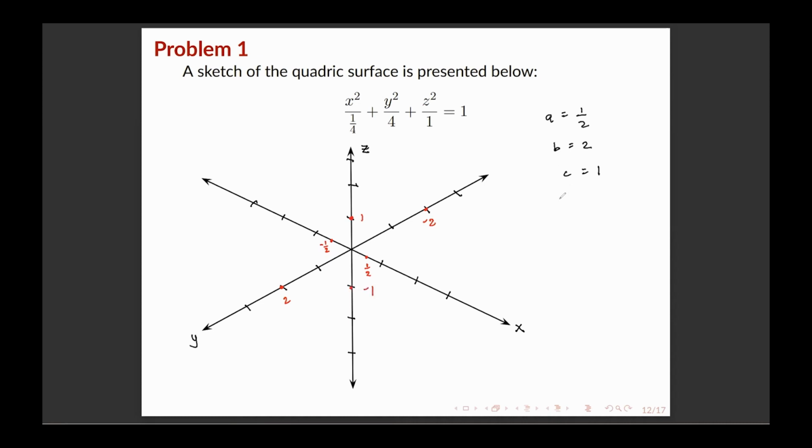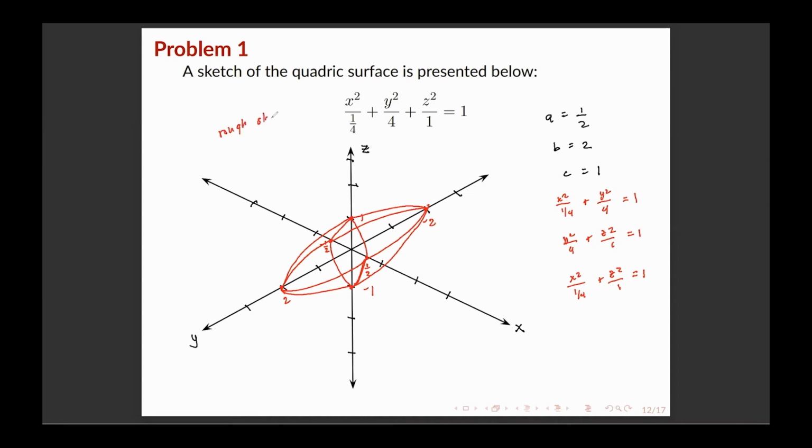First, on the xy plane, we have x squared over 1/4 plus y squared over 4 equals 1. We're just going to connect these up right here, the coefficients of x and y. Next is the yz plane, which is y squared over 4 plus z squared over 1 equals 1. Connect the coefficients of y and z. Next is the xz plane, which is x squared over 1/4 plus z squared over 1 equals 1. Connect the coefficients of x and z. Okay, I'm very sorry, guys, I'm really not an artist. But as you can see, it is a rough sketch of the ellipsoid.